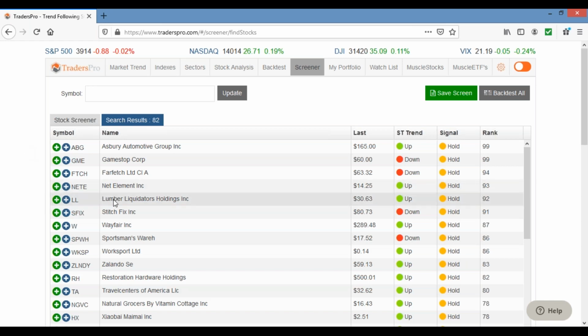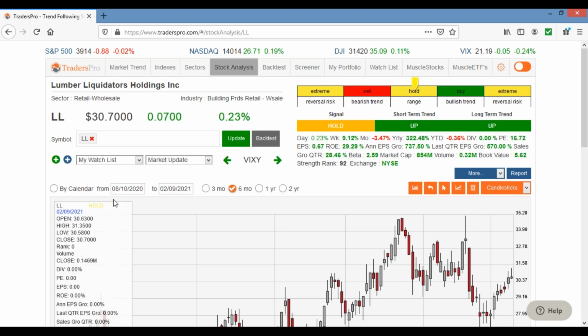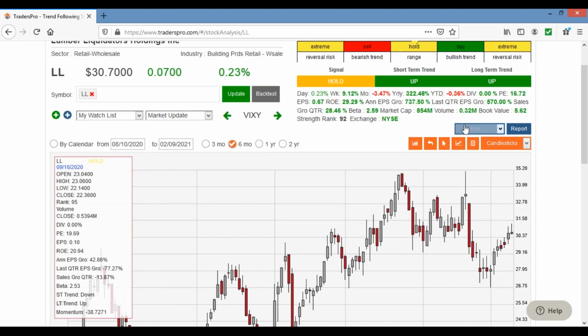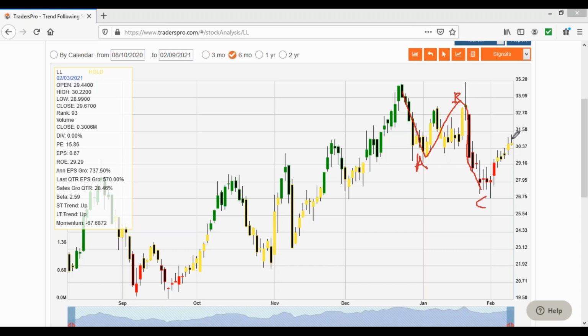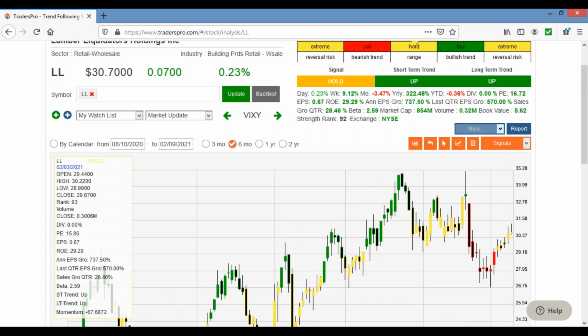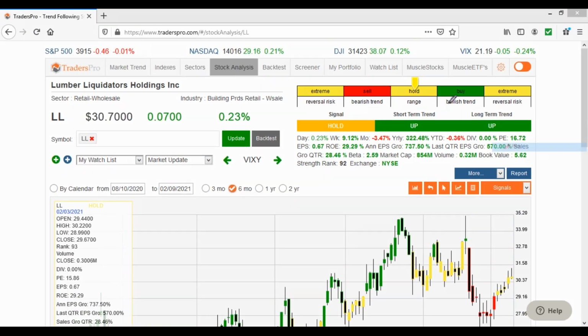But I like Lumber Liquidators down here. It has a 92 strength rank. But I pointed this out before. Let me switch this to signals here. We looked at this last week as well. I like the fact that it's come off a deeper correction right here. This looks like a bullish ABC pattern on the pullback. And it has moved up a little bit higher from when I pointed this out last week. Again, a little bit closer to getting to that buy signal. It still has a little ways to go. It's kind of the halfway point of that hold range.